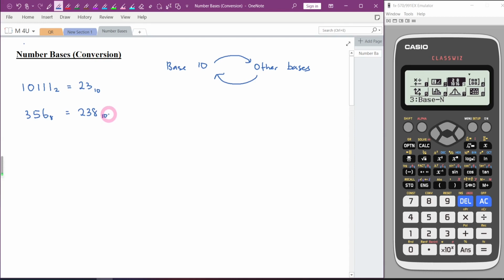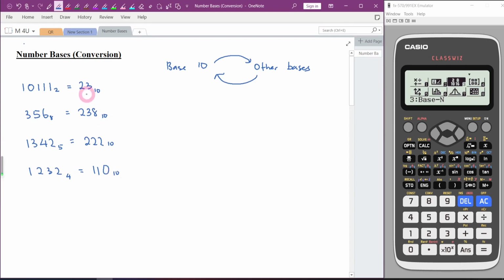And then we also did the base 5 one, right? 1 3 4 2 base 5, and it's equal to 2 2 2 2 2 2 base 10. And the last one will be base 4, which is 1 2 3 2 base 4, equal to 1 1 0 base 10.